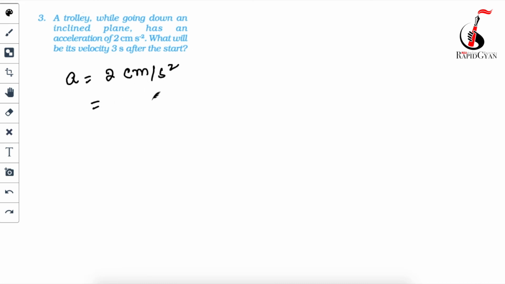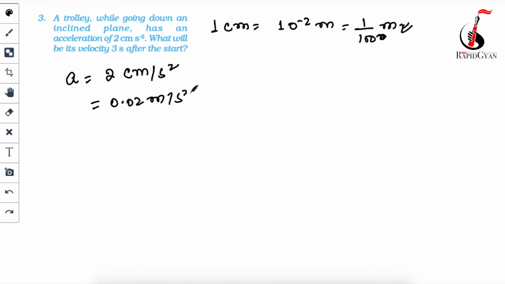In 1 centimeter there are 10 to the power minus 2 meter. We know that. I will write here 1 centimeter is equal to 10 to the power minus 2 meter, which is actually 1 upon 100 meter. So here 2 centimeter per second square means you will have to divide this 2 by 100. If you divide this 2 by 100, you will get 0.02 meter per second square.